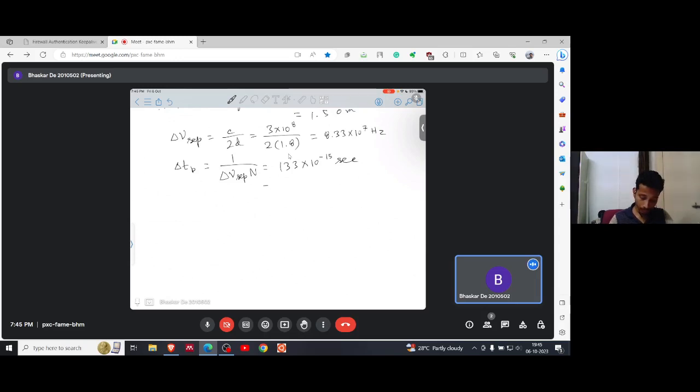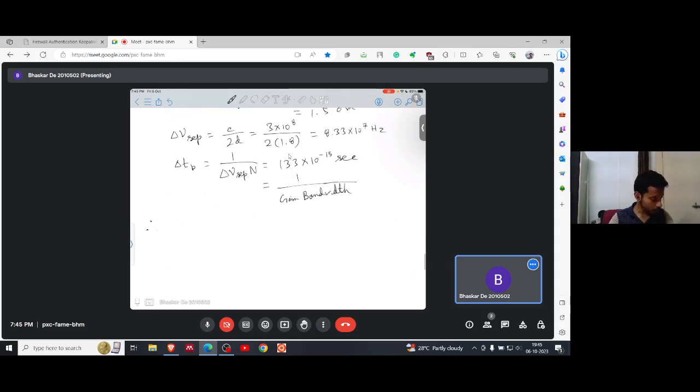So this is gain bandwidth. Now from here we can calculate the gain bandwidth equal to 7.52 into 10 to the power 12 hertz.